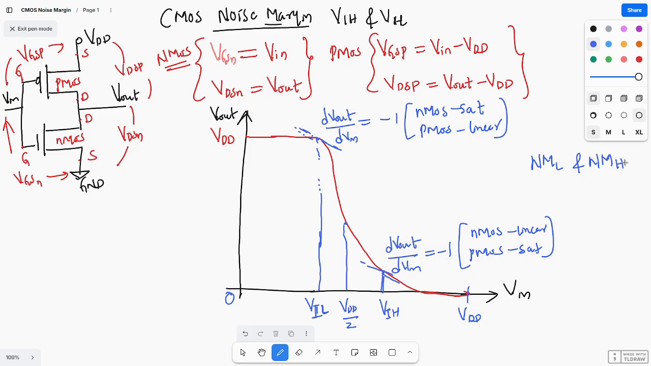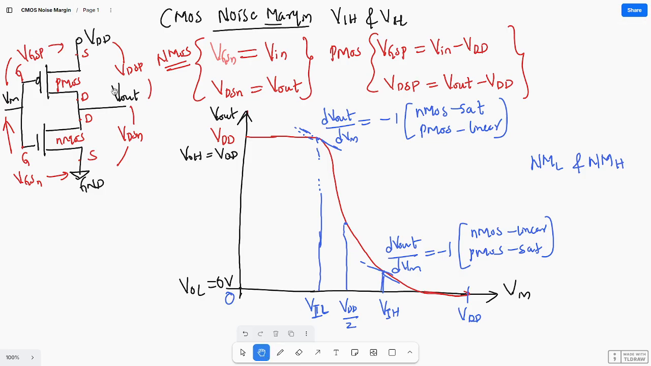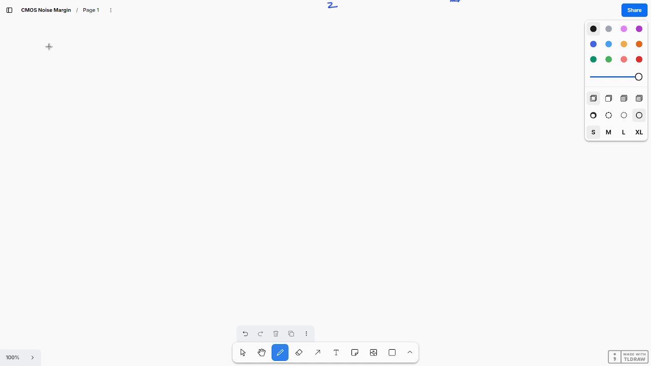For a CMOS circuit, what is VOH? VOH is equal to VDD, the output high value, and the output low value VOL is equal to 0 also. But if I want to calculate VIL and VIH, I need to do some derivation. So we'll see the calculation of VIL first.